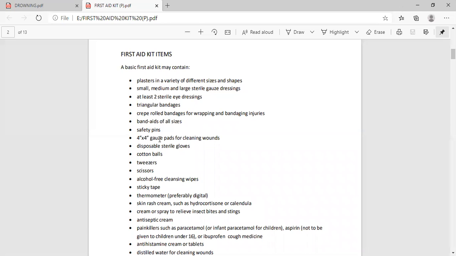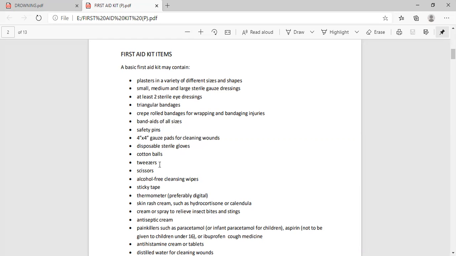Then 4-inch by 4-inch gauze pads. These gauze pads are used for cleaning the wounds. Next are gloves, cotton balls, and tweezers are also required. Tweezers are required for what? They are used if there is any kind of debris.